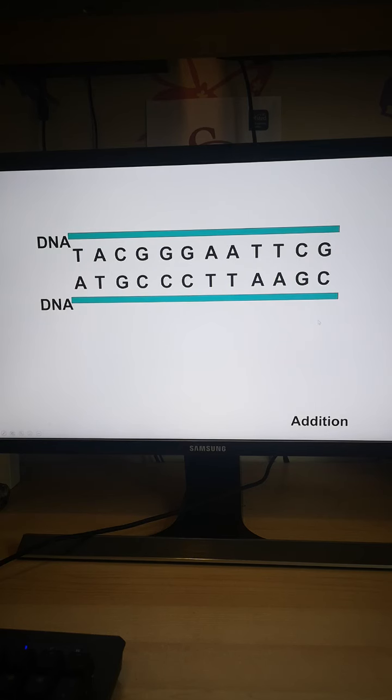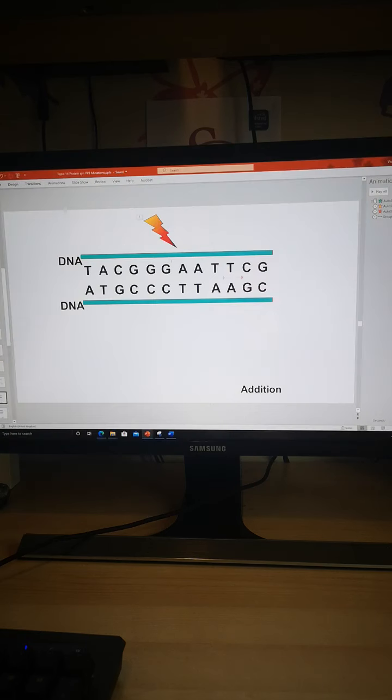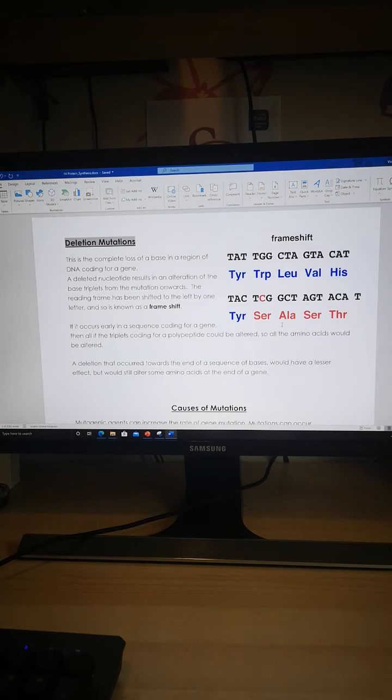So that diagram in your keynotes shows an addition. I'll just come back to it. That's an error by me. I've obviously not been paying attention when I've popped that in. It is an example of a frame shift mutation, but if you look, it's actually an addition of a C there, and that's pushed everything to the right. Can you see that all those bases have moved to the right hand side? So this is an addition mutation.